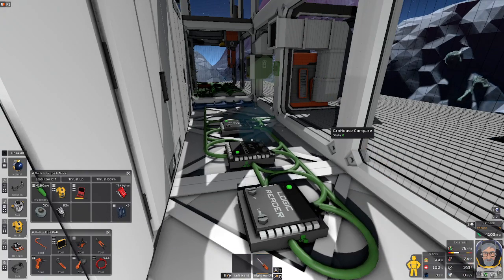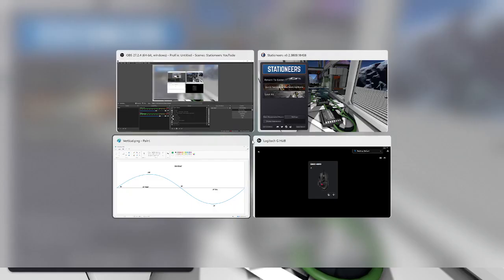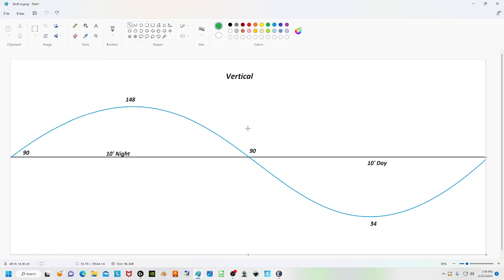So let's go ahead and look at the vertical solar angle of Europa. Around 90 degrees to 148, back down to 90 degrees is 10 minutes of night. From 90 degrees to 34 degrees, back up to 90 degrees is 10 minutes of day. So what I did was I took the comparer and said anything above 122, it's greater than 122, turn on. If it's less than 122, then turn off.